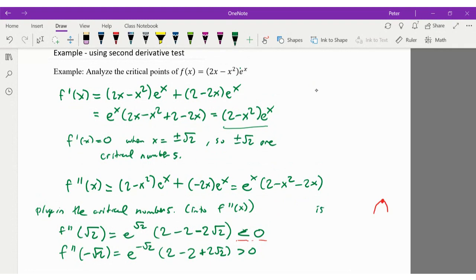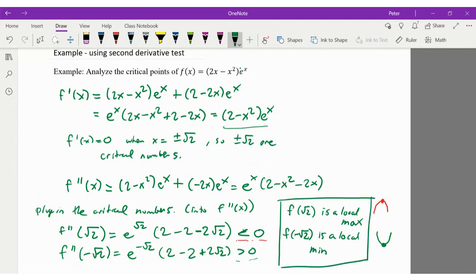Or rather I should say it this way. This is how I should say it. f of root 2 is a local max. And then for the opposite reason, where we have negative root 2, that's saying the function is concave up, so negative root 2 is sitting down there at the bottom of a concave up function. We can say f of negative root 2 is a local min. So there's the second derivative test.